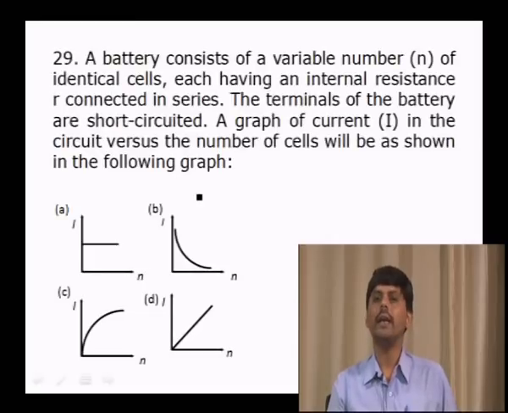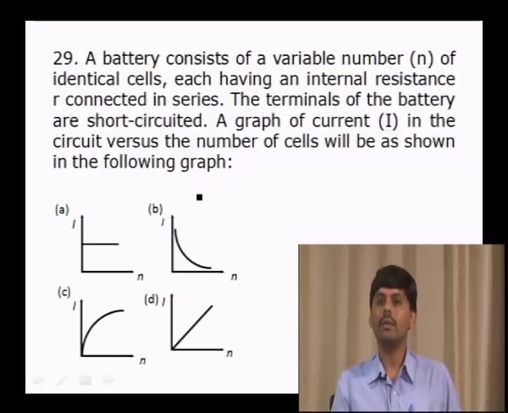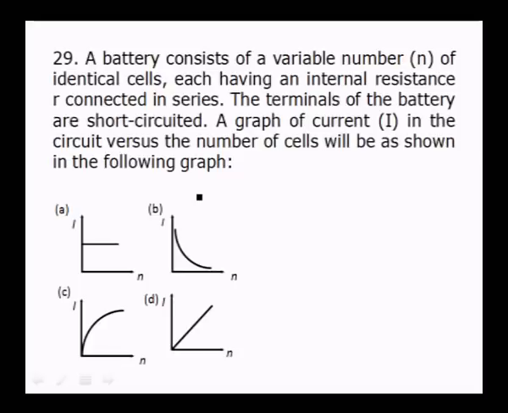Question number 29. A battery consists of a variable number N of identical cells, each having an internal resistance, connected in series. The terminals of the battery are short circuited. The graph of current I in the circuit versus the number of cells is shown in the following graphs.